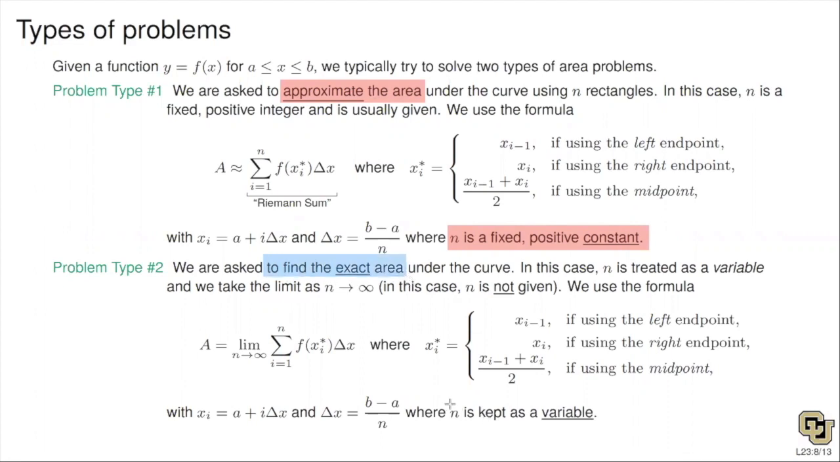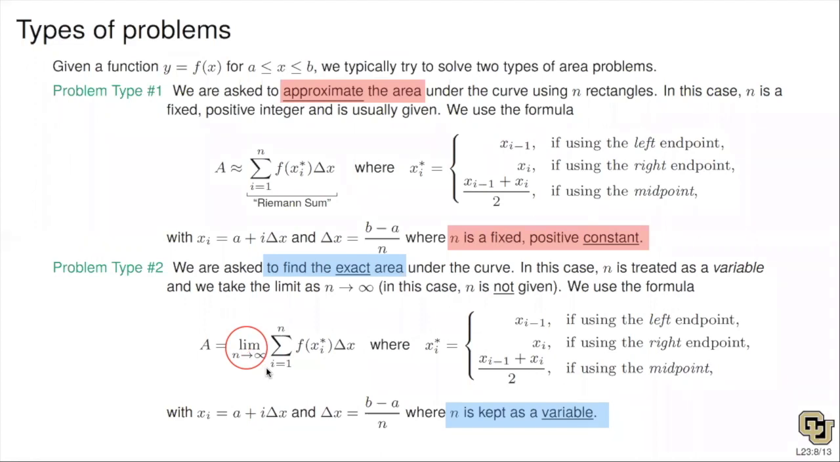n is treated as a variable. N is treated as the letter n. And what we do to that letter n for the exact area problem is we send n to infinity. So this part where we take the limit as n goes to infinity will be the very last step of our procedure to find the exact area. I'll show you. But the difference between the approximation problem and the exact area problem is really significant, and this is where students typically have trouble.